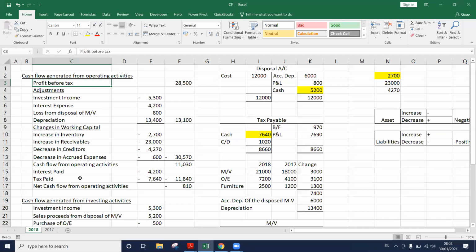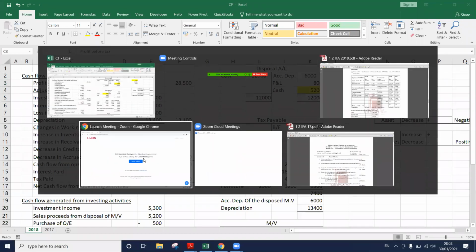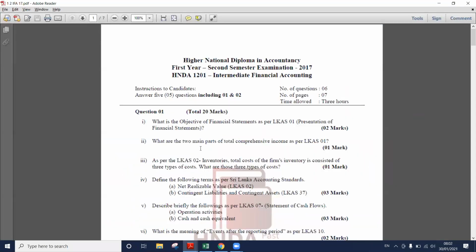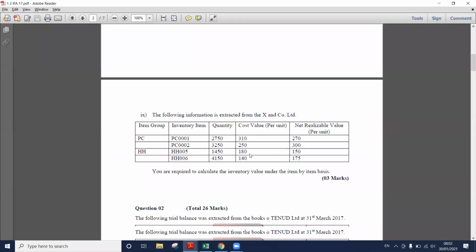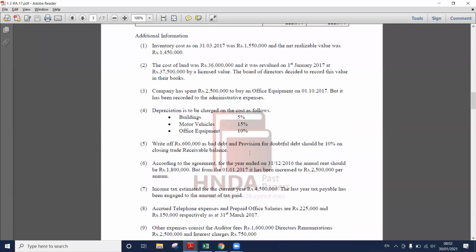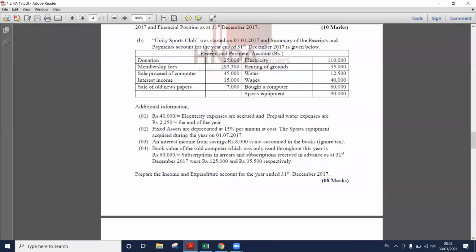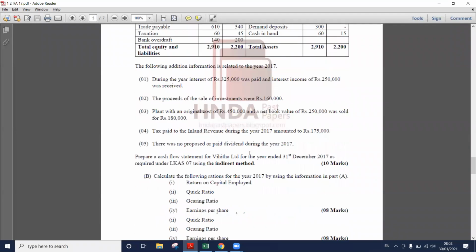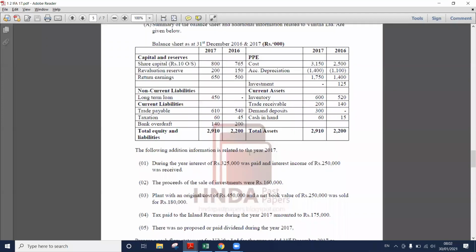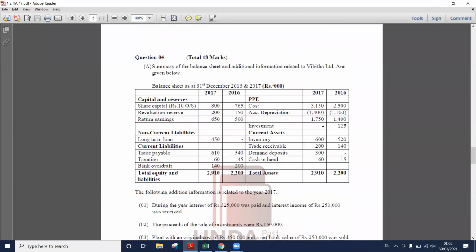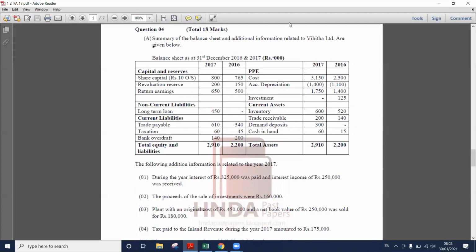Right. So we'll move to 2017 one. Read that one first. 2017, fiction number 4, part A.